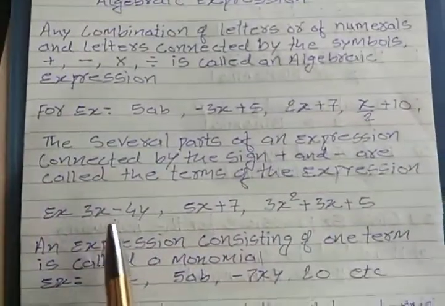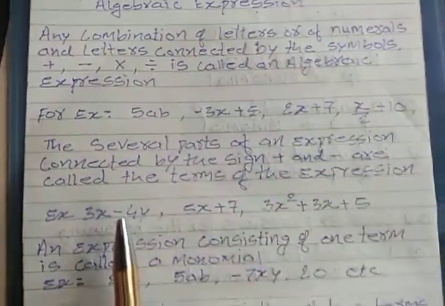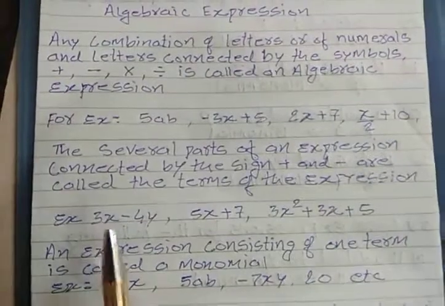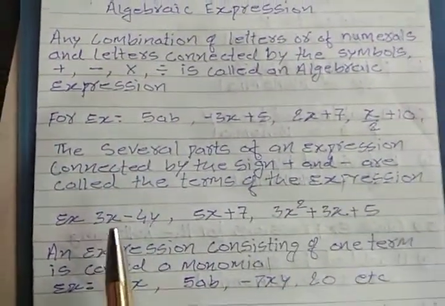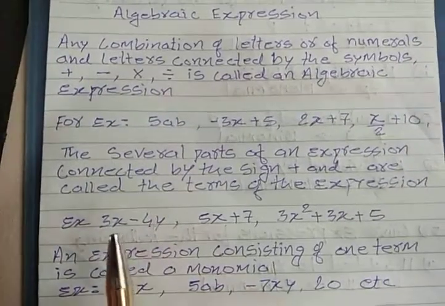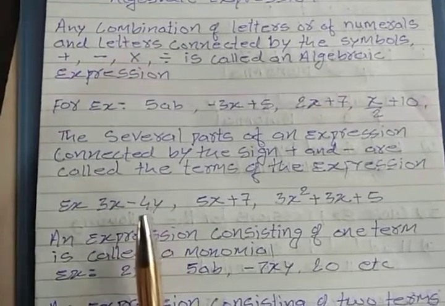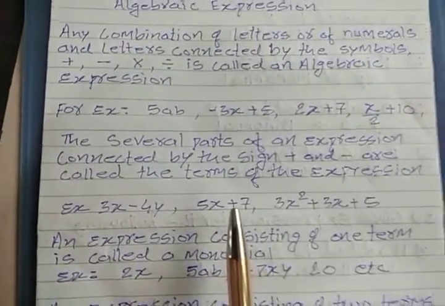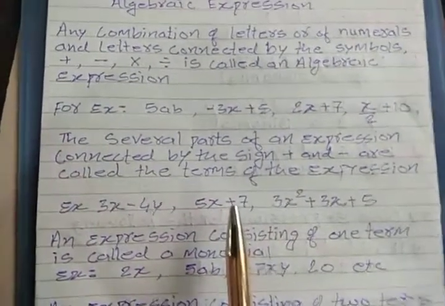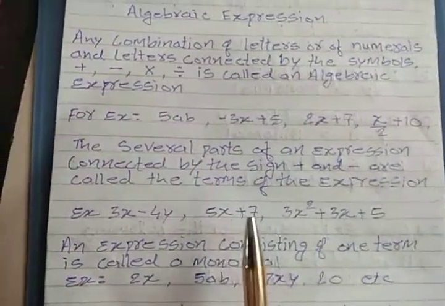Here I take an example, 3x minus 4y. Here minus is there between two parts. So this 3x and this 4y are the terms of the expression. 3x is a term and 4y is also a term, so here two terms are there. 5x plus 7: here the plus sign divides the two parts, so again we have two terms, 5x and 7.